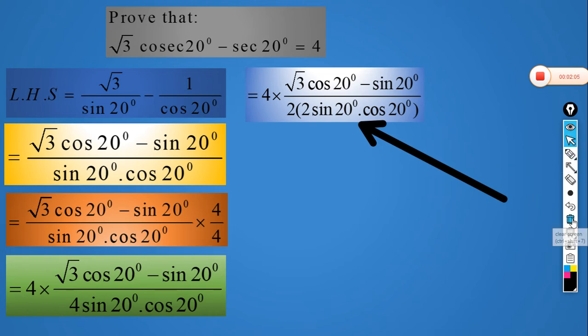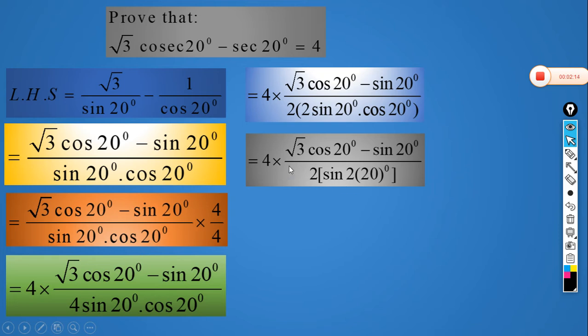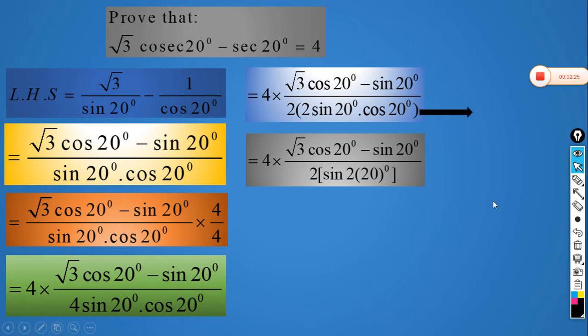So I did that only because I wanted to change 2 sine 20 degree into cos 20 degree as sine 40 degrees. So in this step, I have 4 into root 3 cos 20 minus sine 20 divided by 2 times sine 2 times 20 degree. So this actually happens because 2 sine A into cos A will be sine 2A.